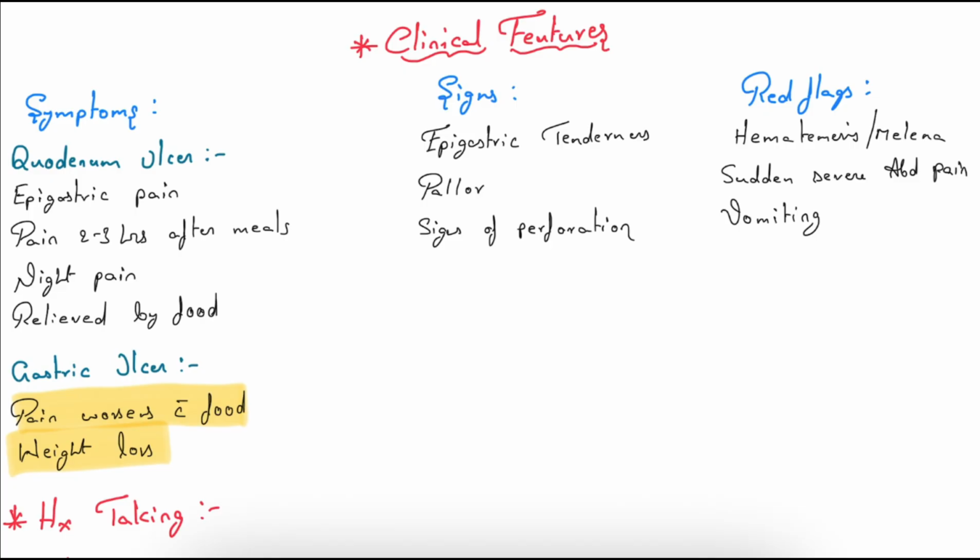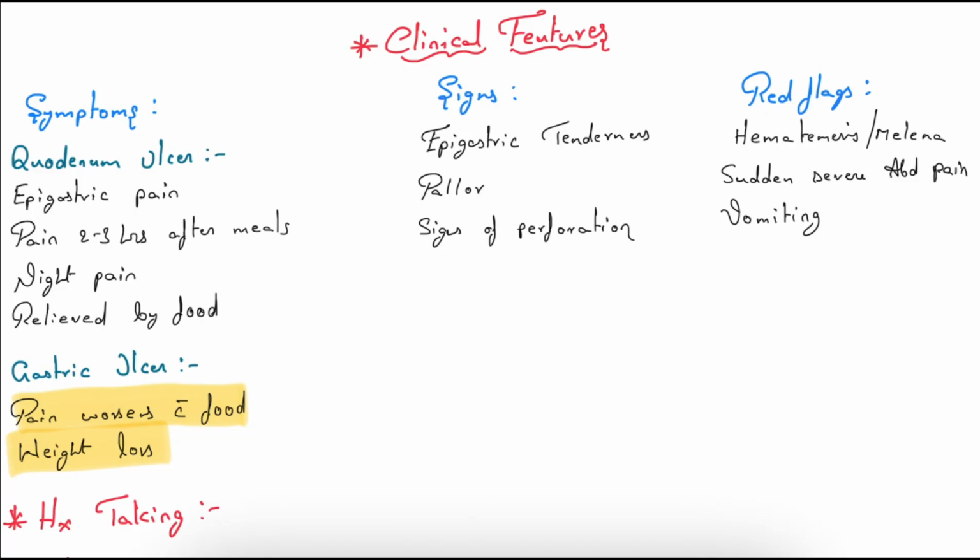So next we can see duodenal ulcer. In duodenal ulcer, the patient will get epigastric pain, and the pain we can see is 2 to 3 hours after meals, and we can see night pain, and the pain is relieved by food. So that is duodenal ulcer.